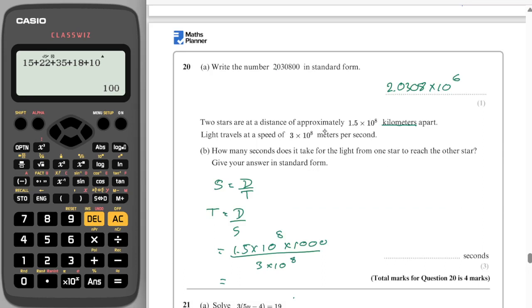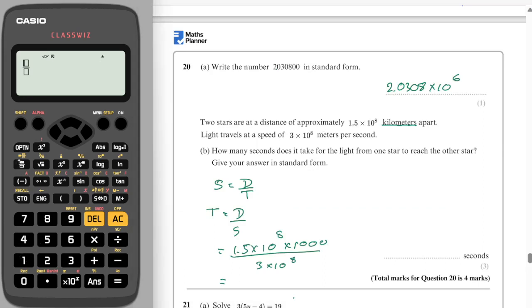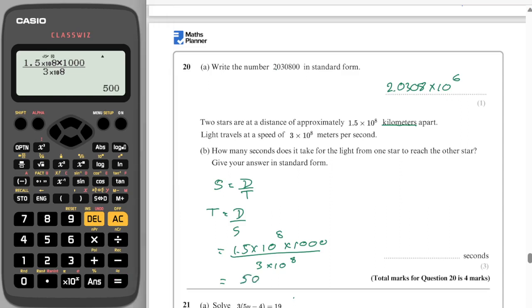So I'm going to use my calculator to type that in. 1.5 times 10 to the 8 times by 1,000 divided by 3 times 10 to the 8. That's going to give me 500. And that in standard form is 5 times 10 to the 2.